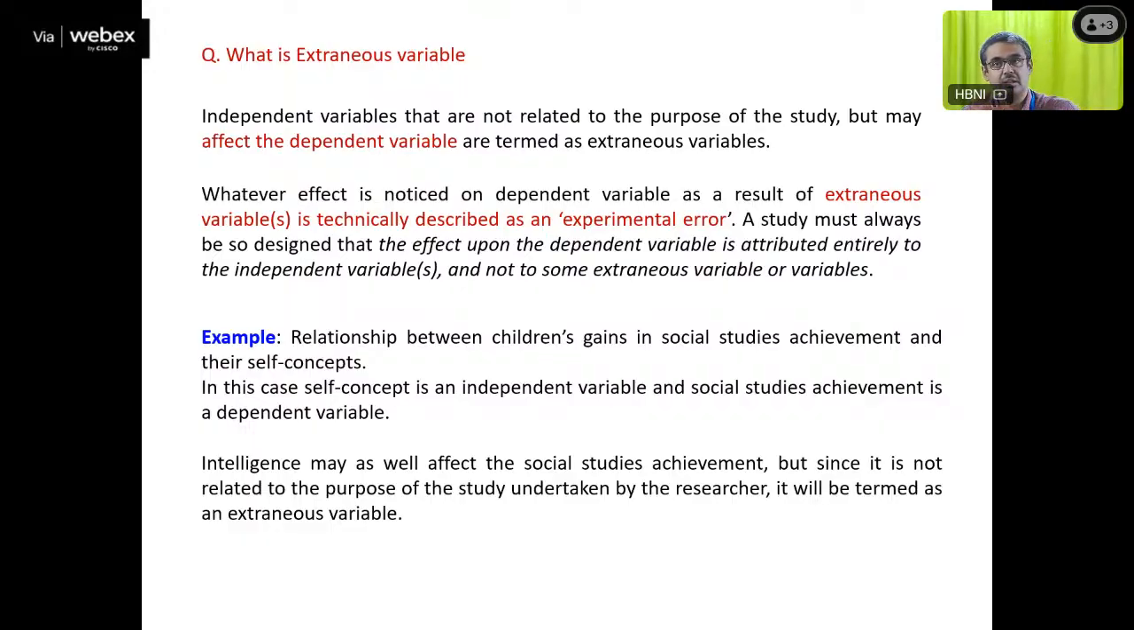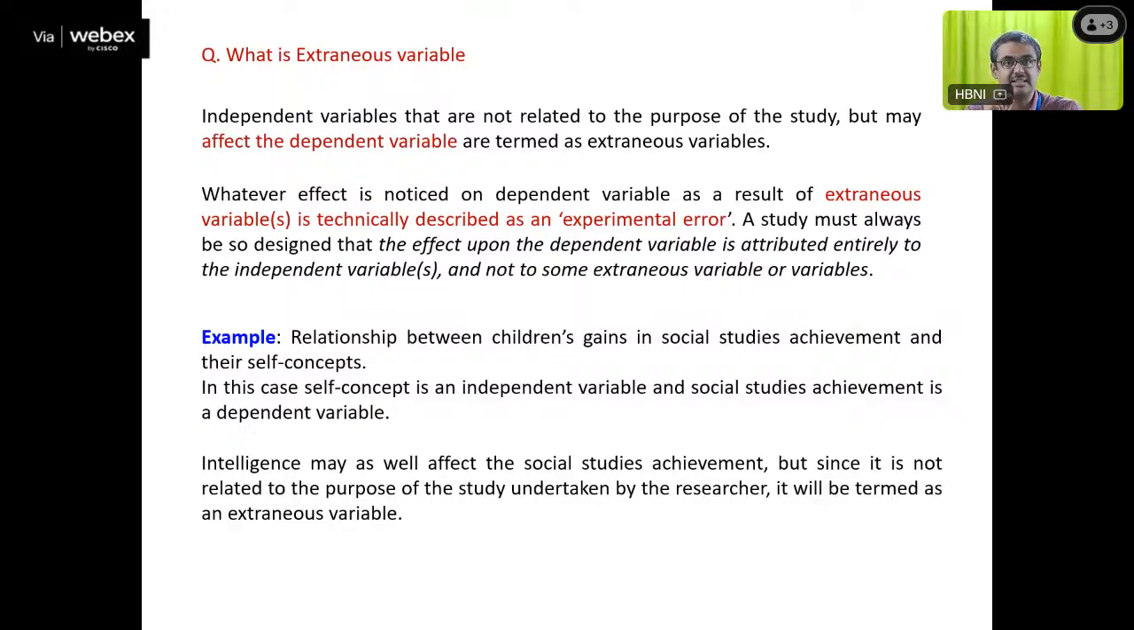So what is a good research design? One where the dependent variable which you are studying depends only on the independent variable of your study and not on some external variable. For example, we studied the relationship between children's gains in social studies achievement and their self-concepts. In this case, self-concept is an independent variable and social studies achievement is a dependent variable which you are measuring in terms of marks obtained.